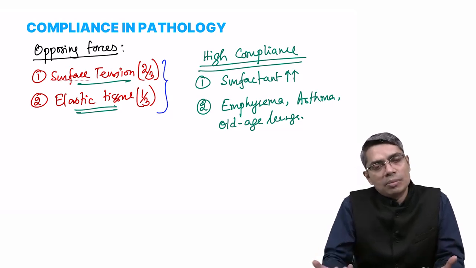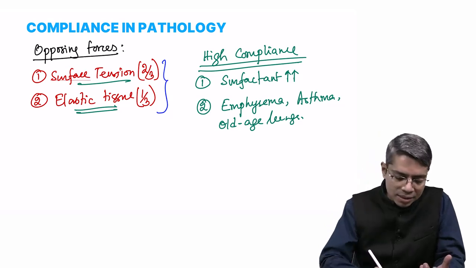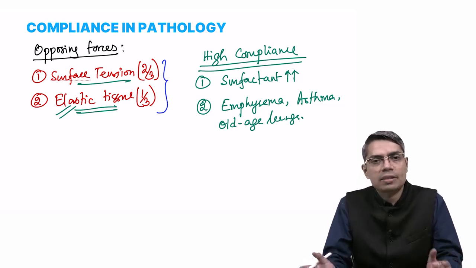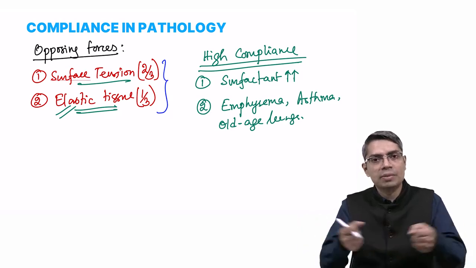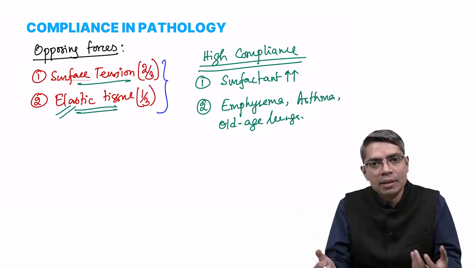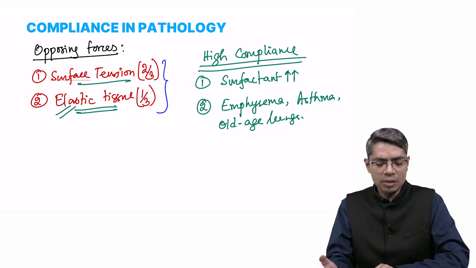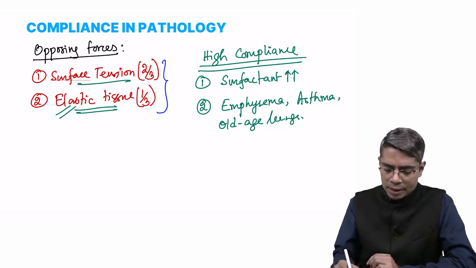So whenever there is rupture of some of the alveoli, then the elastic tissue which is surrounding that alveoli also gets ruptured, and elastic tissue rupture means the elastic tissue is destroyed. Destruction of the elastic tissue means the structure will be easily expansive and easily stretchable. What will happen to compliance? Compliance will be high.